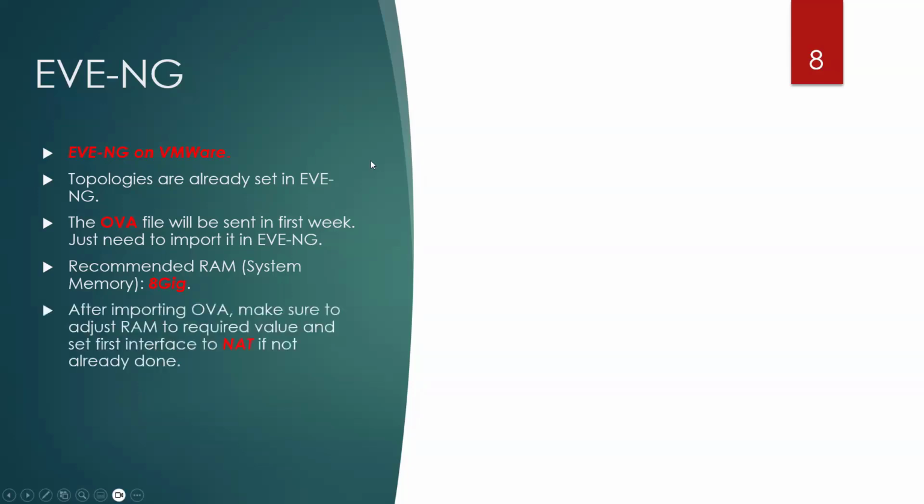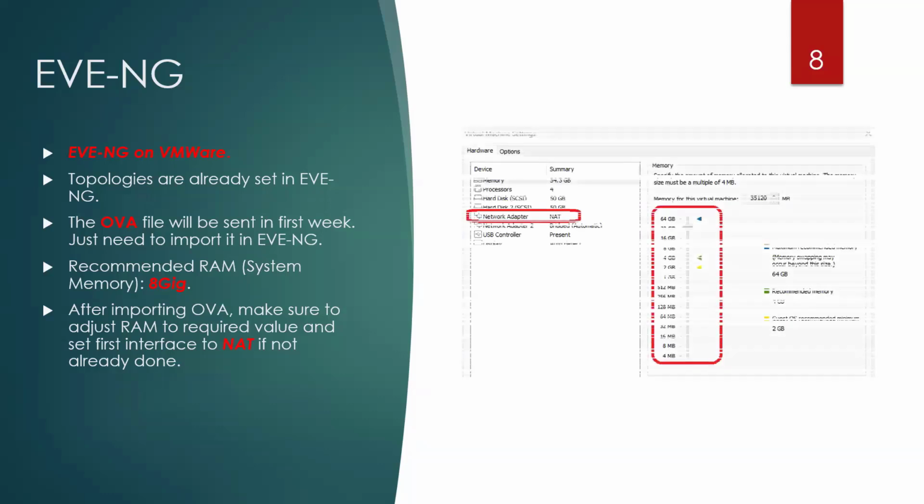And you see that after importing the OVA, you should always go to the settings of the CCNP EVNG VMware image, and you should change the interface type to NAT if it is not already done. This is very important. The reason is because we want to make sure that we always get an IP address that we can open in the browser. And the NAT setting will make sure that we get the IP address from the host system.